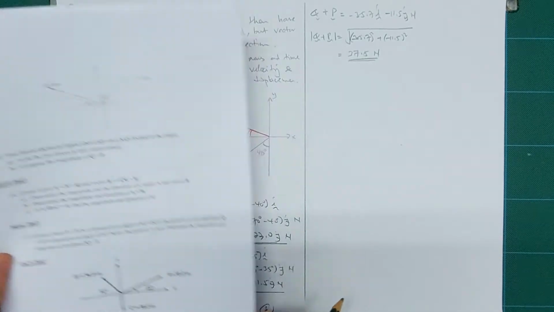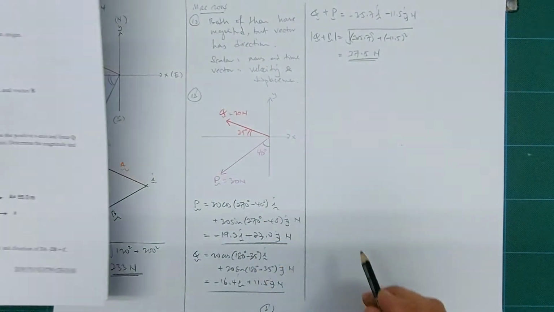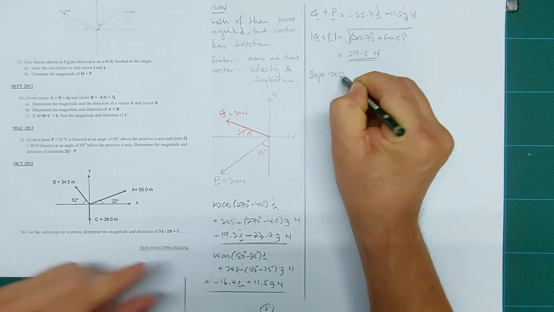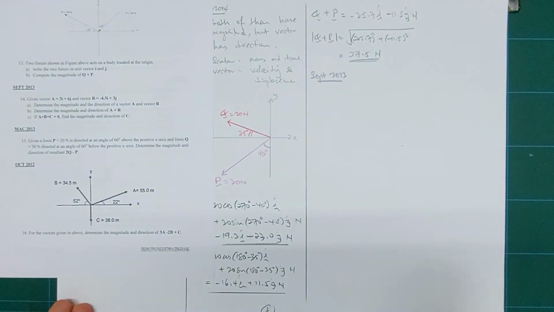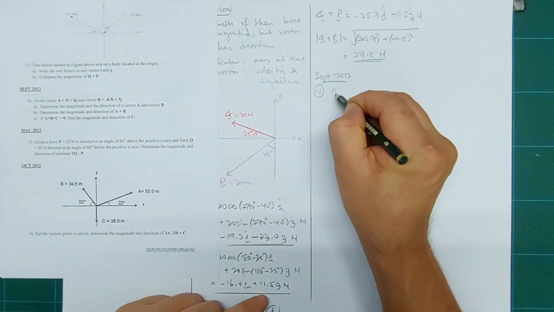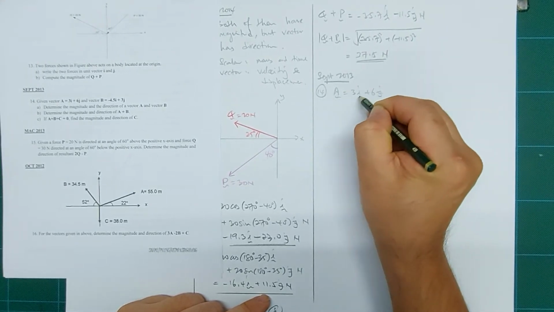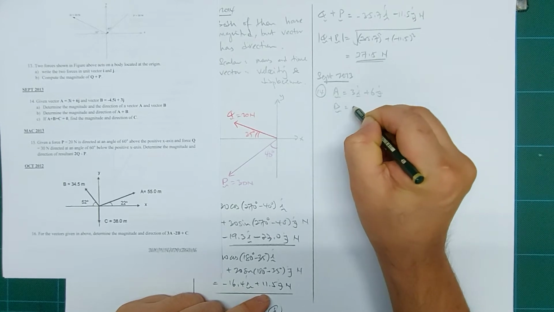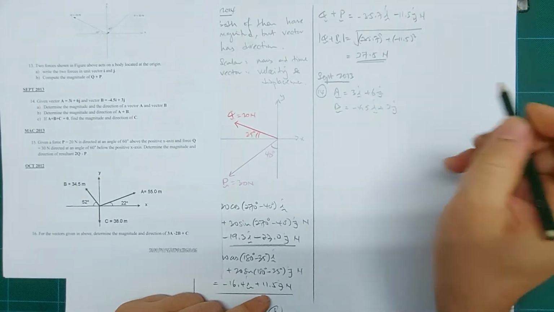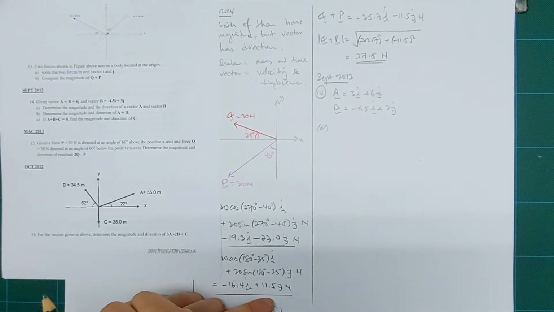Alright, next. Come to question number 14. That one is September 2013, question 14. Given two vectors, A is 3i plus 6j and B is negative 4.5i plus 3j. Determine the magnitude and direction of the vectors A and B.